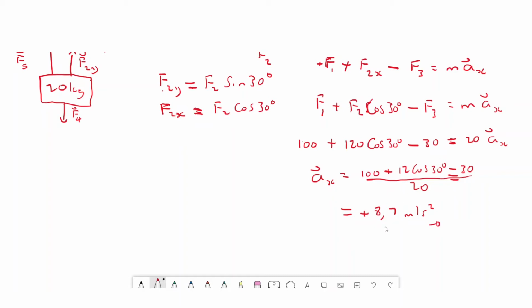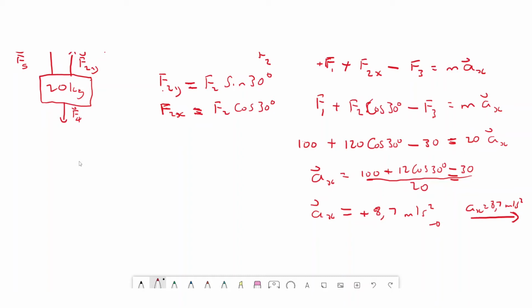Some questions would say leave your answer in 2 decimal places or 1 decimal place. If the question doesn't say, just leave it in 1 decimal place. That is what AX is, which means that AX is pointing in that direction because it's positive, and the magnitude of AX is going to be 8.7 meters per second squared, and the direction is towards the right. That's what this means.